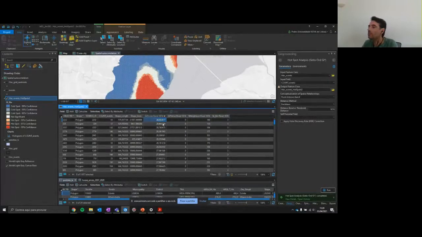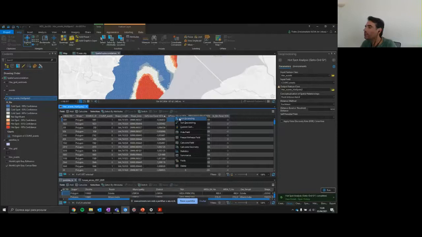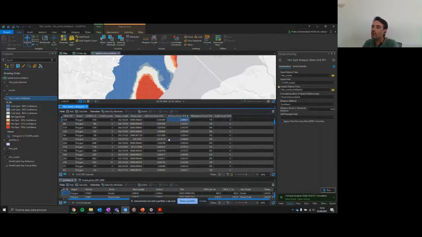Where the z-score is maximum, it will be assigned to bin 3 with 99% of confidence, because we have a z-score of 28, and we have the opposite when we have negative z-scores. Okay. You also have the p-values in each one of the hexagons. This could be useful, for example, to cluster your data sets, taking into account the spatial relation of the variable that you are trying to model.